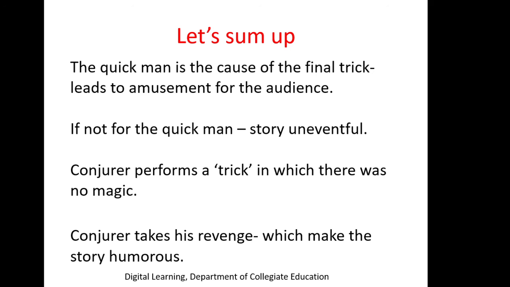The quick man is the cause of the final trick that leads to the amusement of the audience. We can see that if not for the quick man, the story would have been uneventful. But at the end, the conjurer performs a trick in which there is no magic. The conjurer takes his revenge, which makes the story very humorous.